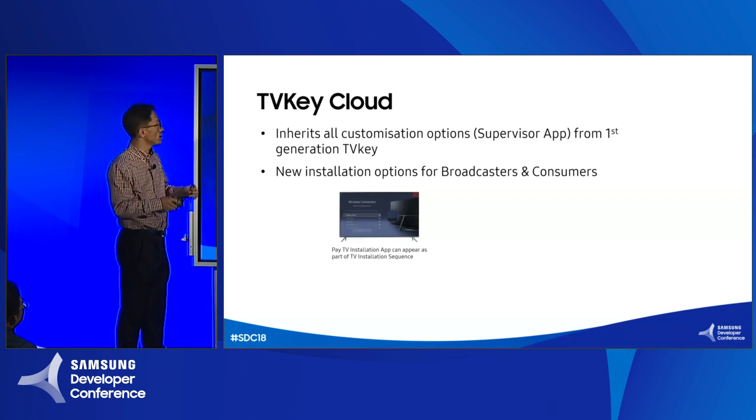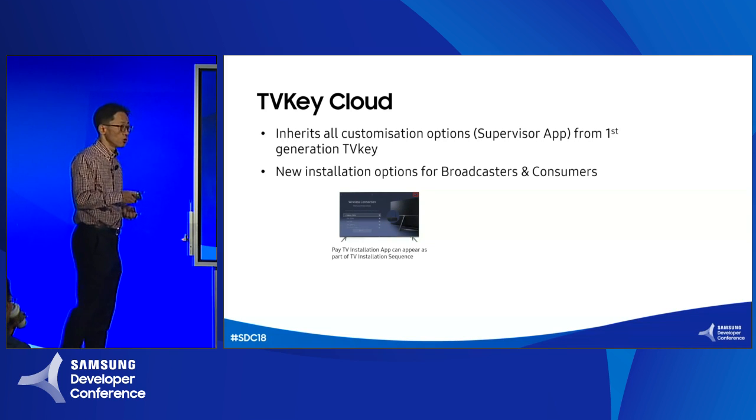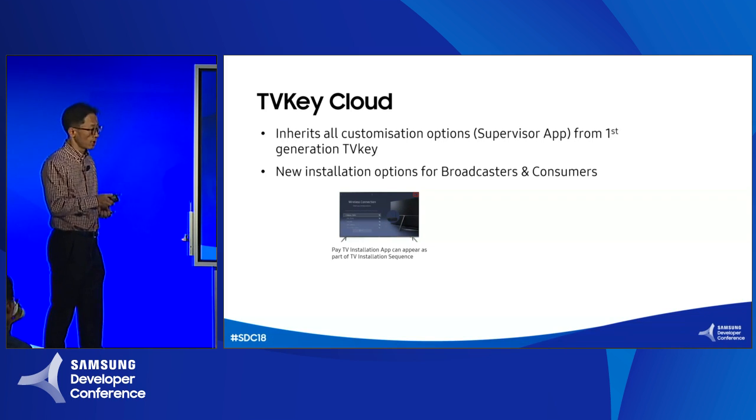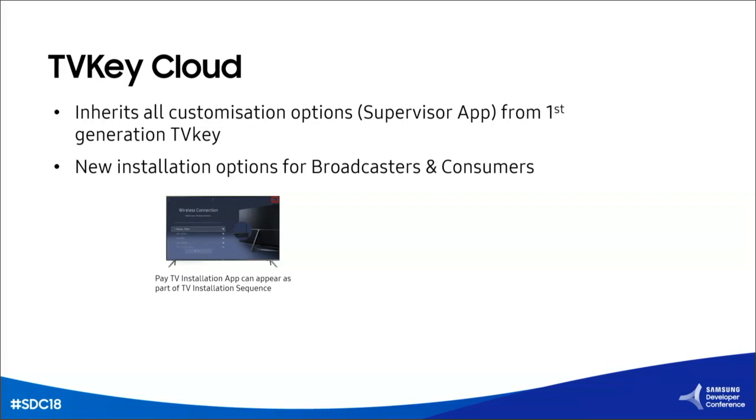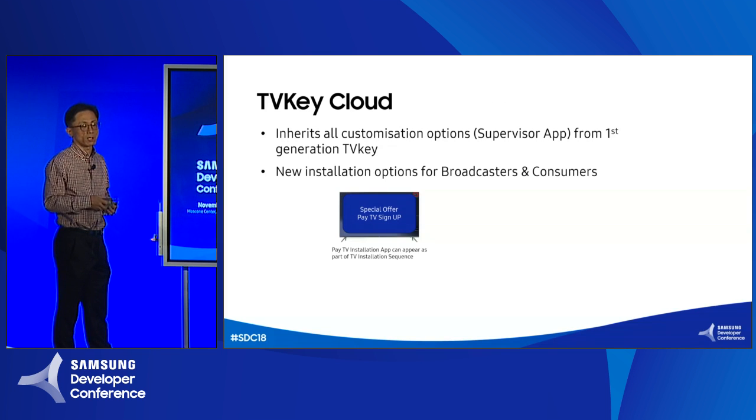Here is one example. In the out-of-box experience, you can see the available TVkey operator list. From the user's perspective, the user can choose. Then, depending on the user's selection, the TVkey application will be installed. In that phase, you can give a special offer to the user.